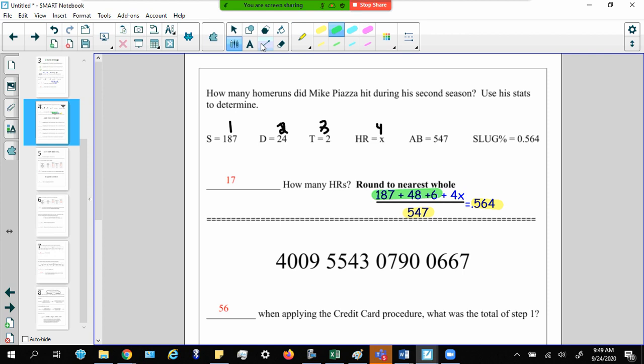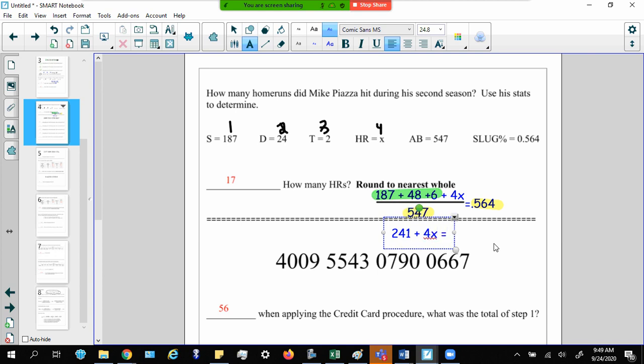It's going to end up being, and I'm going to have to write down here, unfortunately. So let's see, 187 plus 48 plus 6. That gives me 241 plus 4x is equal to, let's see, 0.564 times 547. Oh, we got a decimal here. All right, so we're just going to keep the decimal, 308.5.